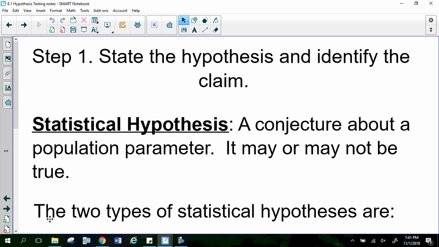Okay, so step 1 is to state the hypothesis and identify the claim. The statistical hypothesis is a conjecture about a population parameter. It may or may not be true. Remember, parameters are like mu and sigma: the population mean, the population standard deviation, the population proportion. All of those are what you're making a conjecture about, and that may or may not be true.